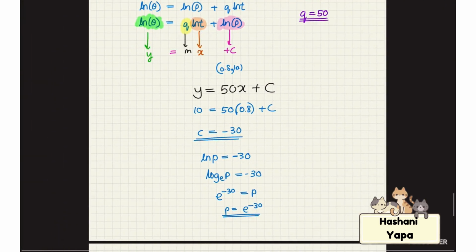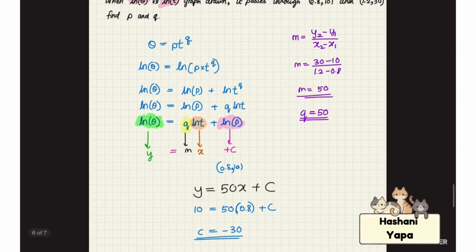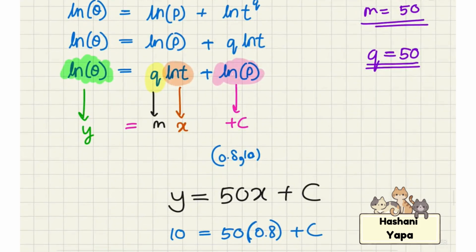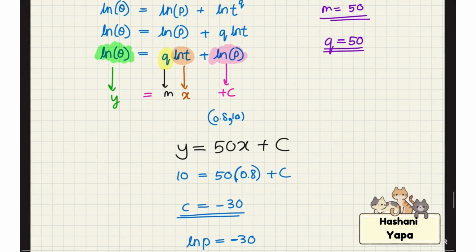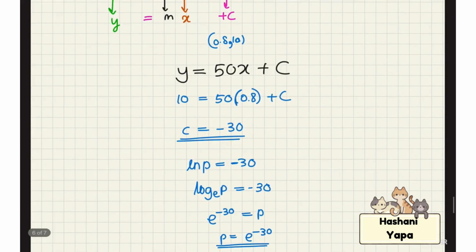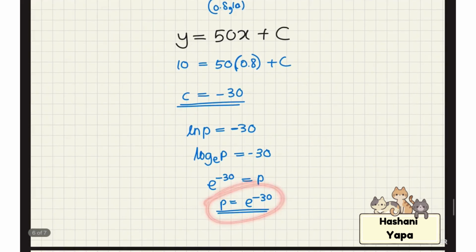Did we find all the letters? So they are asking for p and q. So we found p and q, yes. q was equal to 50 from here, and p is equal to, we found it right here, e to the power minus 30.